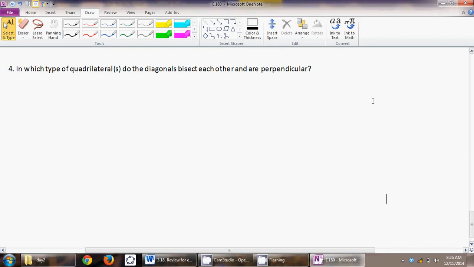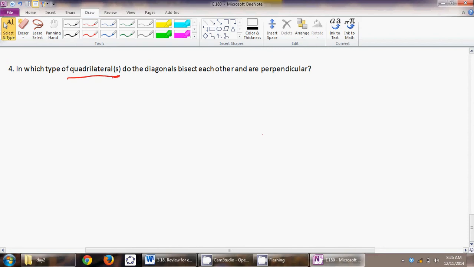And they're doing a little trick on you. When they put that parentheses S, they're saying it could be just one quadrilateral that this happens, or could be many, could be plural. They're not telling you either way. That's what that parentheses S means, versus no parentheses, they'd be implicitly telling you there's more than one. All right, in which type of quadrilaterals do the diagonals bisect each other?